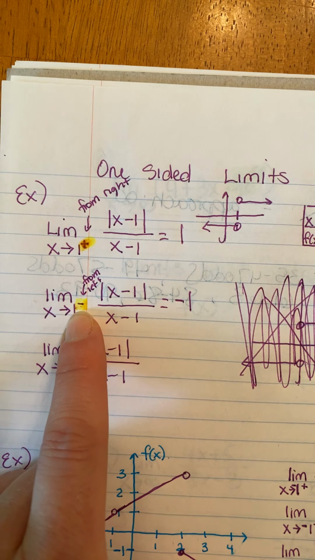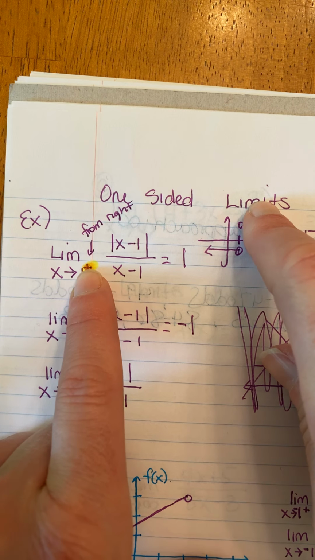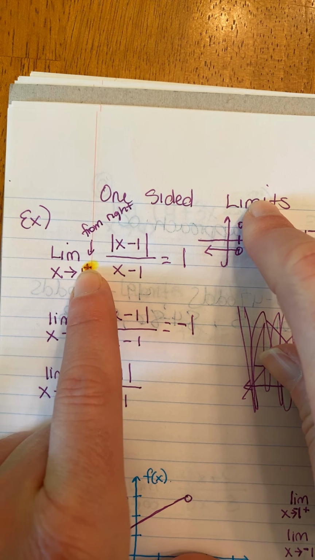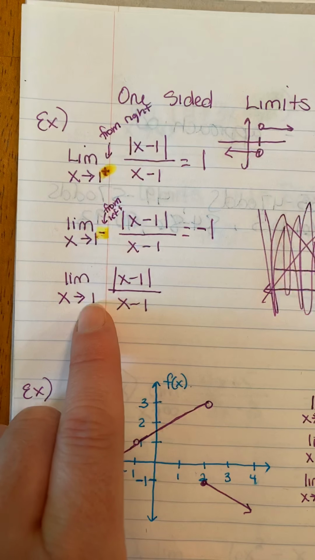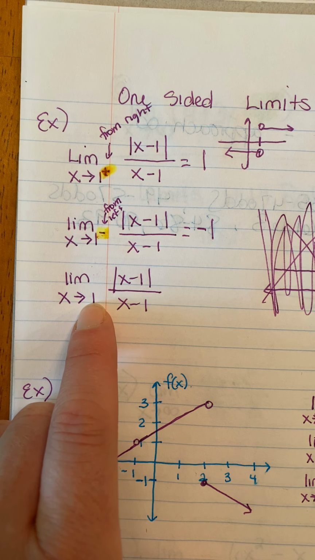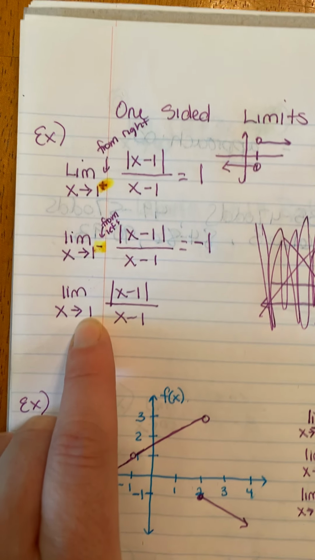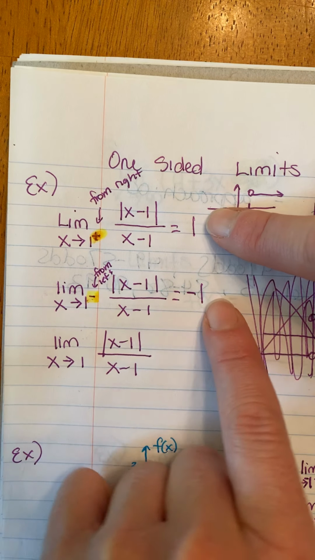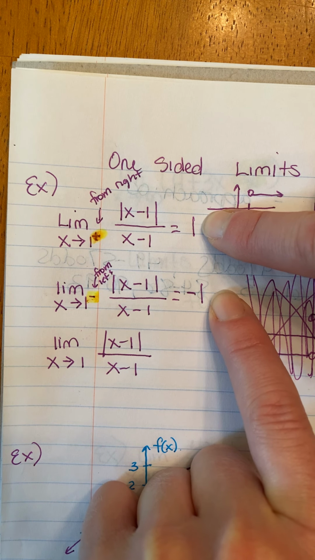Now, you can always find a one-sided limit of something because you're always going to be able to find the value it approaches from one side. But remember, the definition of a limit at a point is if it approaches the same value from both sides. Okay, well, this is a really great way to check. Does it approach the same value from the left and from the right?